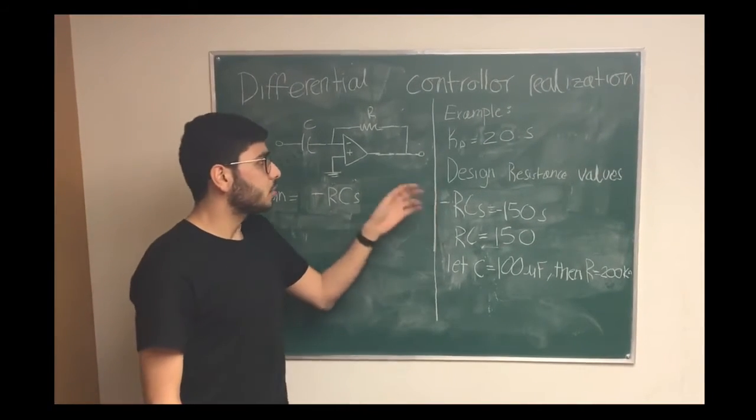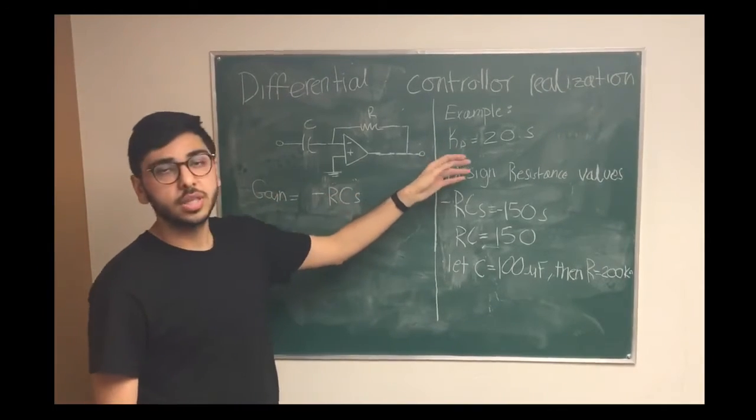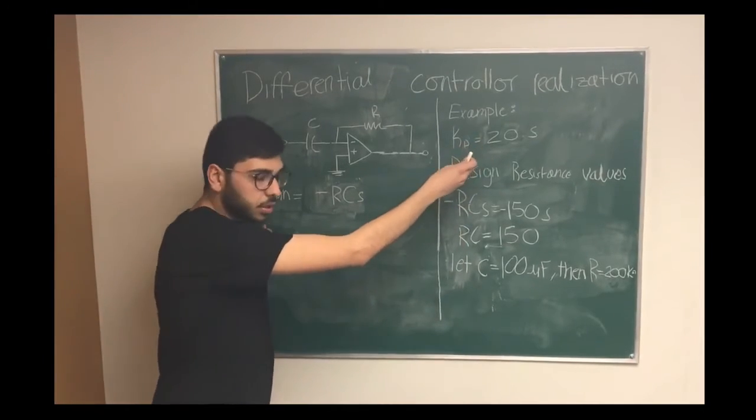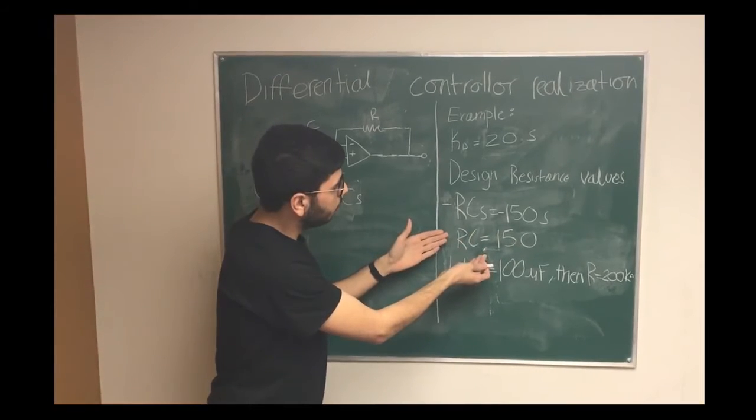We're going to use another example this time. It's going to be the differential controller, which is going to be 20S, and we're going to design the value. We're going to multiply this by a negative sign and equate them together, which gives us this. Then we get this equation.